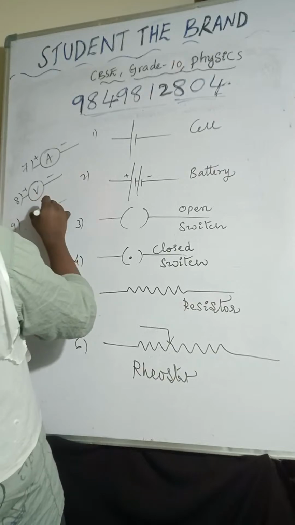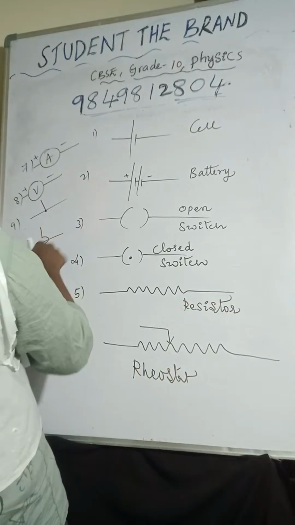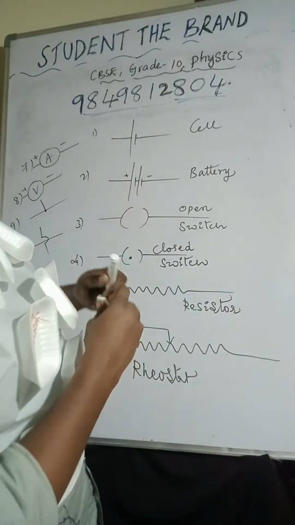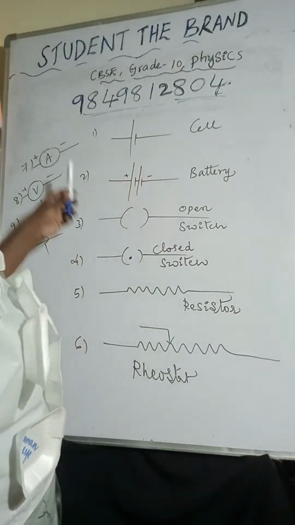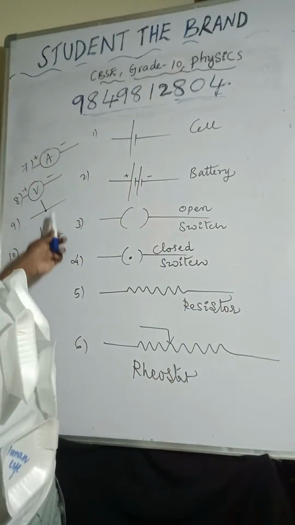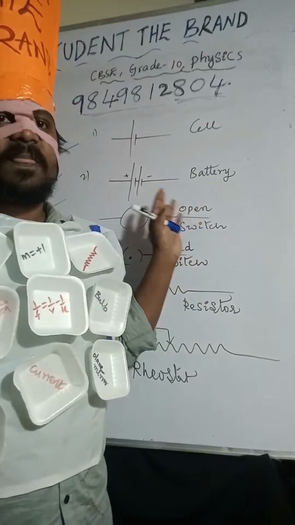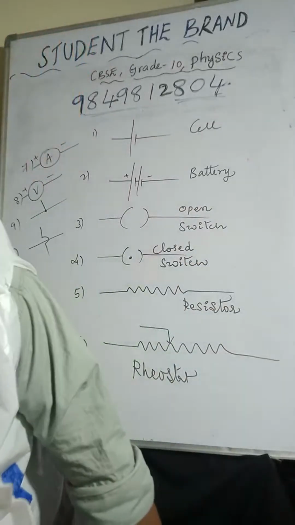Ninth one is wire joining. Tenth one is wire crossing. So once again: cell, battery, open switch, close switch, resistor, rheostat, ammeter, voltmeter, wire joining, wire crossing. So these are the electrical appliances. Now we will discuss potential difference and electrical potential.